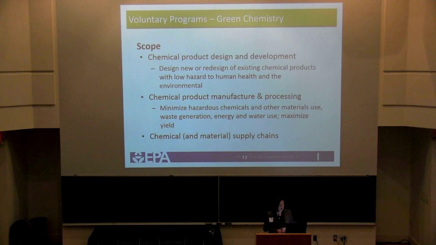Another area that we look at very closely is the actual manufacturing and processing of chemical products. You can have a very green chemical product, but it could actually be manufactured in a very ungreen way. So we do look at how chemicals are manufactured and otherwise processed and also used. So we're looking to minimize hazardous chemicals that go into these processes, looking to minimize any waste generation, also looking to minimize energy and water use, and of course maximize yield.